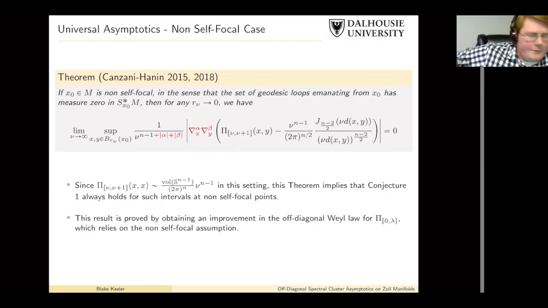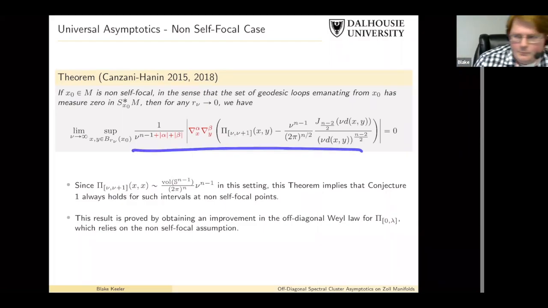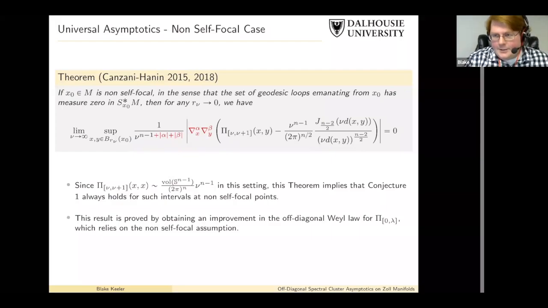And this is proved by first obtaining an improvement for the 2-point Weyl law, which is the projection onto 0 to lambda. So you get a little o improvement in the general Weyl law, which in turn gives you exactly this result. You just subtract pi 0 to lambda plus 1 minus pi 0 to lambda, and you get exactly this result. And this relies heavily on the non-self-focal assumption to control the behavior of the wave kernel.